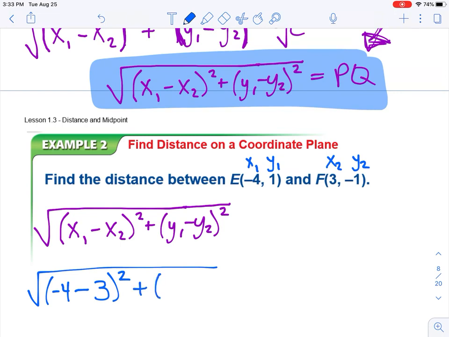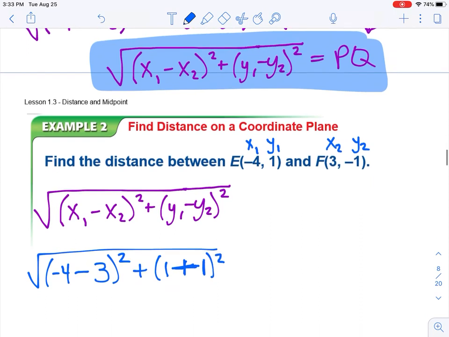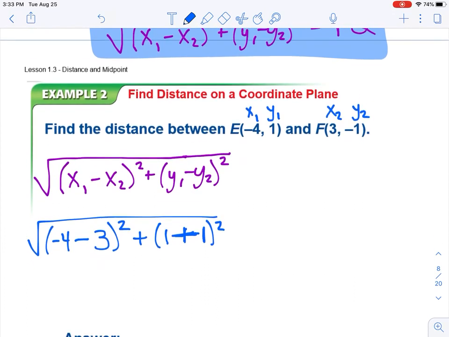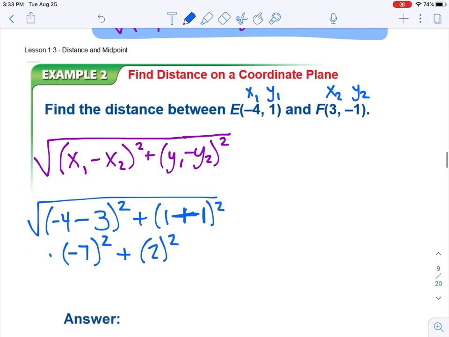Then where I see my y1, I have 1. In my y2, I have subtract a -1 squared. So this sign here will change to positive. The 1 between the -4 and the 3 will stay as is. So we bring down a -7, because -4 minus 3 is -7 and squared. 1 plus 1 is 2. Square it. And then we take the square root of these.